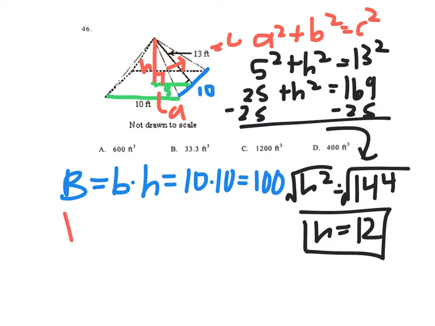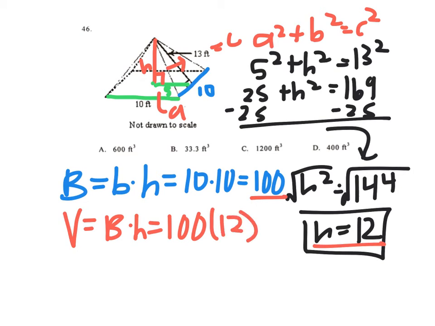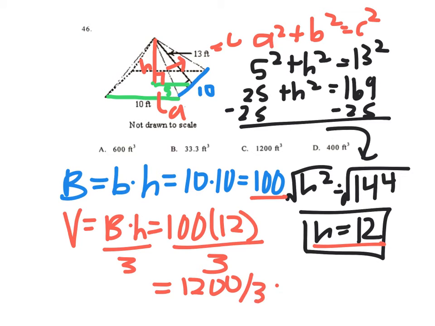We're finding volume, so we're going to do volume equals big B times h. So 100, which is our big B over here. Our height was 12. When I do 100 times 12, oh, I almost forgot. When we're doing a pyramid, we have to divide by 3. So don't forget your divide by 3. It's easy to lose. When I do 100 times 12, we have 1200 divided by 3, which would give me 400.